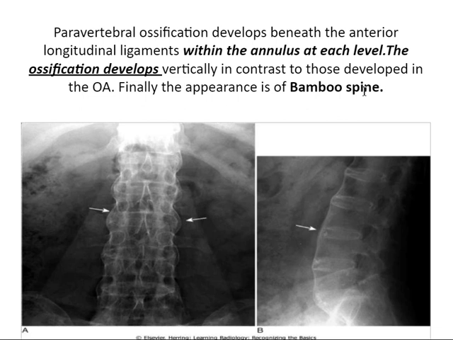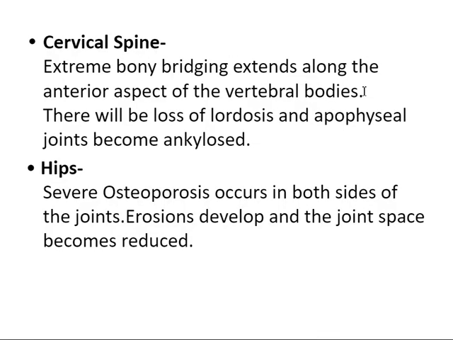That is because of the paravertebral ossification which is developing beneath the anterior longitudinal ligaments within the annulus at each level. Bamboo spine. When it comes to the cervical spine, extreme bony bridging extends along the anterior aspect of vertebral bodies, and there will be loss of lordosis, and apophyseal joints become ankylosed. That is fusion of apophyseal joints and also loss of normal curvature of the cervical spine. That is, there is loss of lordosis, and also bridging along the anterior aspect of vertebral bodies. This is seen in the cervical spine.